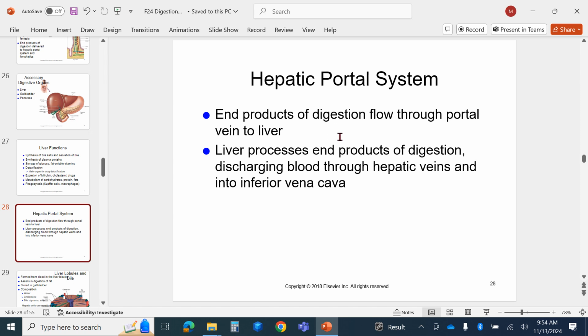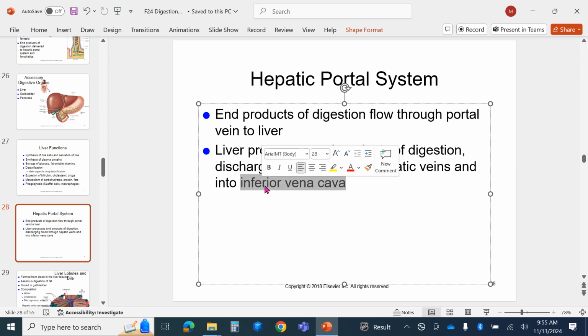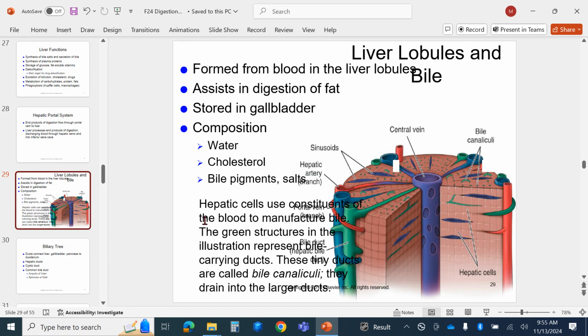The end products of digestion flow through the portal vein to the liver. So it's the hepatic portal vein that carries this food from the small intestine directly to the liver, where the liver processes the end product of digestion, discharges blood through the hepatic veins and into the inferior vena cava, and that's where the food comes back into the blood.